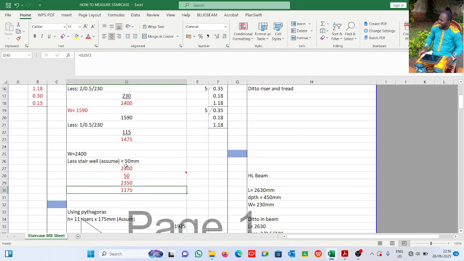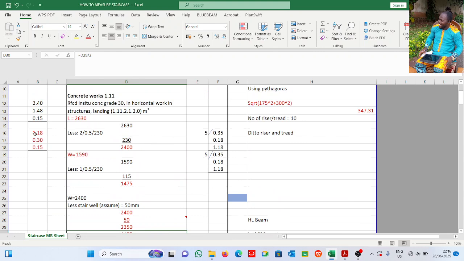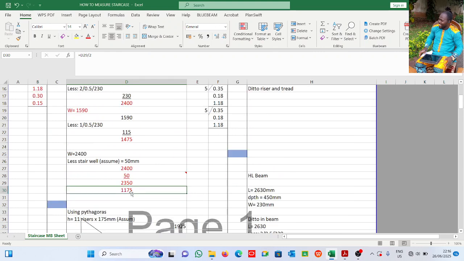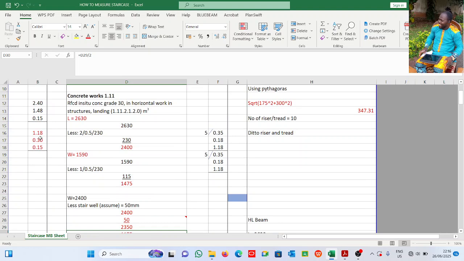So I'm subtracting this from there, 1.18, which is this, by 0.3, which is the width of the thread, by 0.15, which is the thickness of the landing that we used there. All right. So that is it. This is one way to do it.